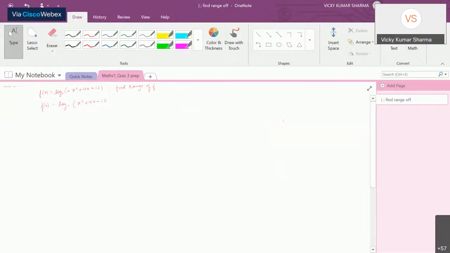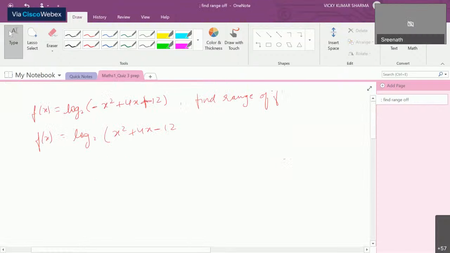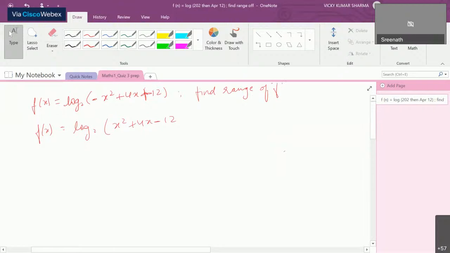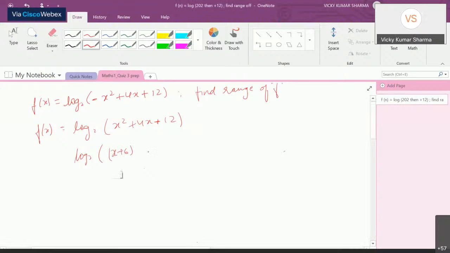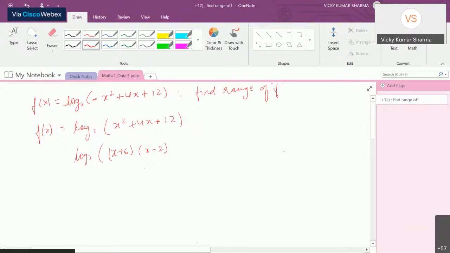So this was 12. Let's say this was plus 12, okay? Neeraj, can you help me out? What will be the roots for this? I believe it will be x plus 6, x minus 2. So it is going to be x plus 6 and x minus 2. Yeah, I think so.